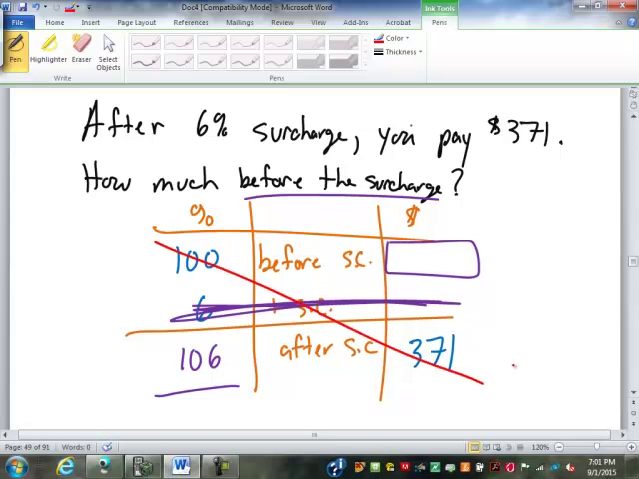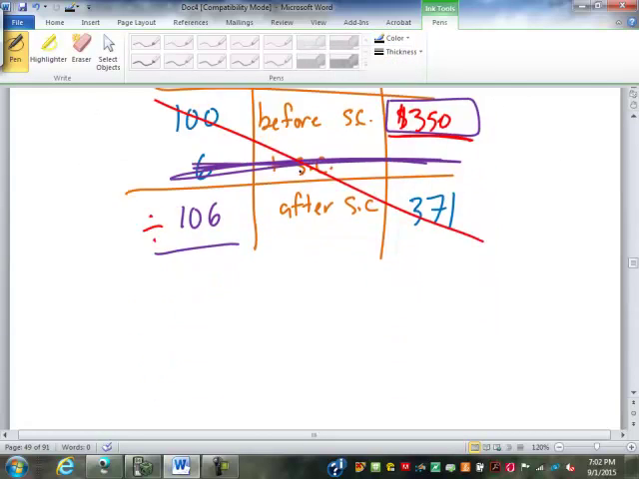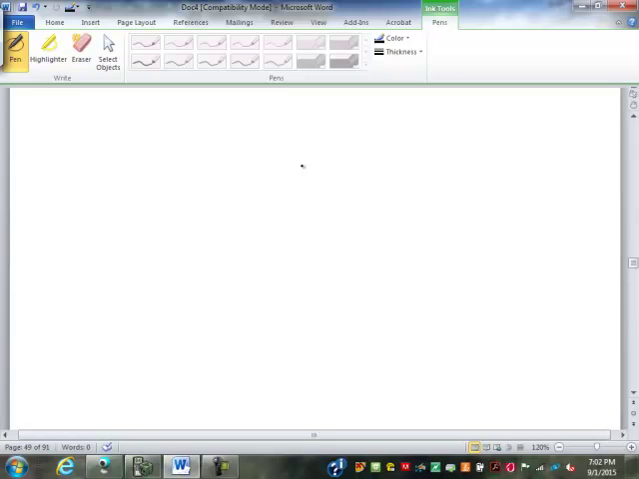100 times 371 divided by 106 is, what'd you get? $350. Perfect. Should be 350. If you got 339, you probably tried to find 6% of this and subtract it. Okay, that's possible. Yeah, try to recalculate it and see if you can get it to work. Let me know if you don't. Okay, that'll cause some problems.